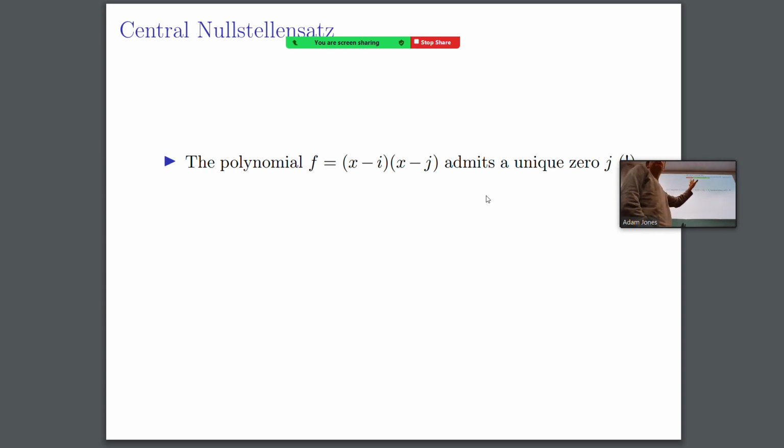No, this is in one variable. Here the valuation is defined everywhere because there's only one coordinate to plug in. So you can plug in any quaternion you like in this polynomial. The surprising point is that if you plug in i, you don't get 0. If you plug in j, you do get 0. So it depends on the representation.